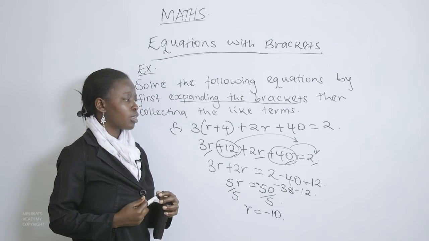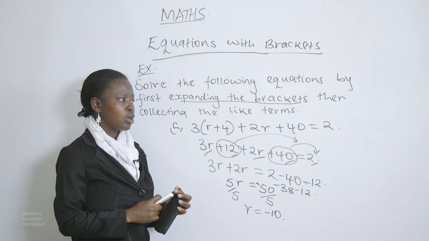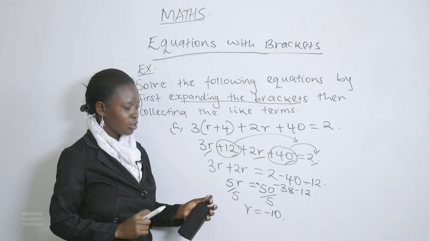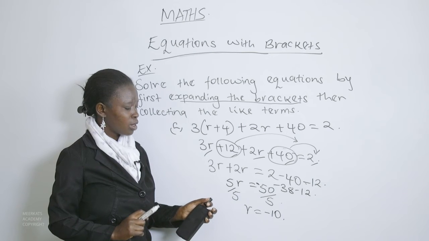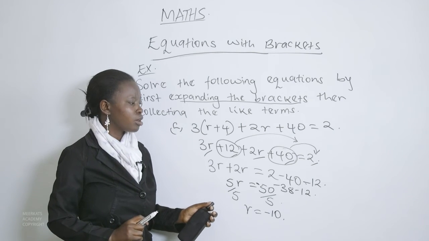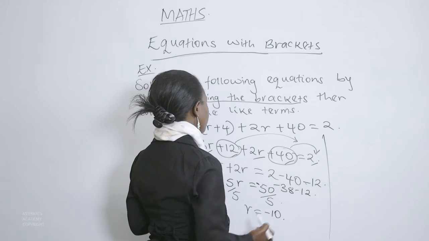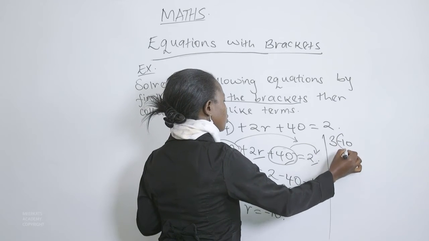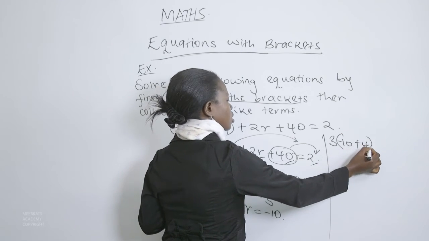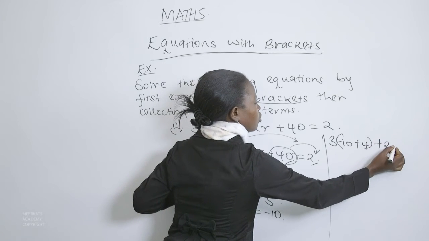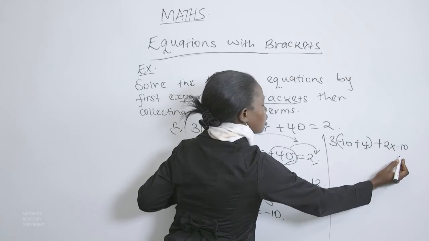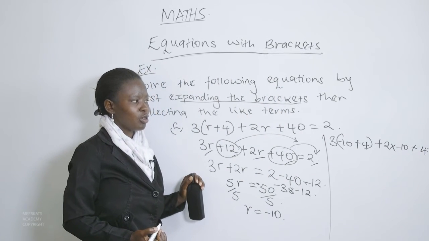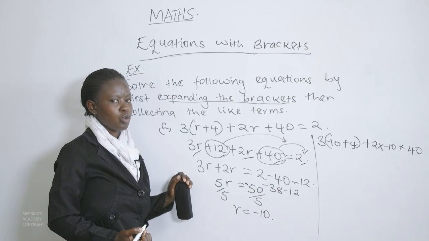Let us substitute in the original equation and find out, will we get the solution that we have on the right hand side if I have negative 10 as the value for r in my equation? So we are having negative 10. I'm substituting so that we have 3 into negative 10 plus 4, then plus 2r. 2r means 2 times negative 10 plus 40. We are finding out if it will give us 2.